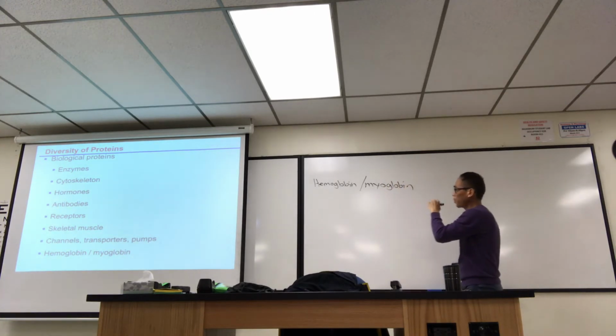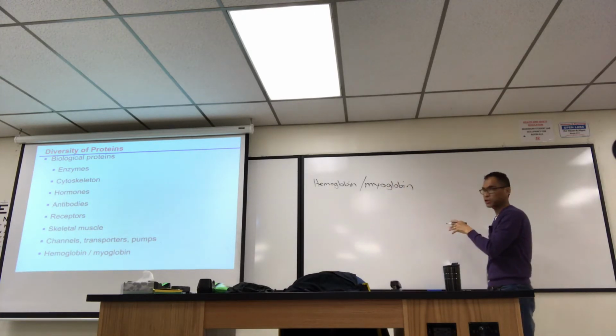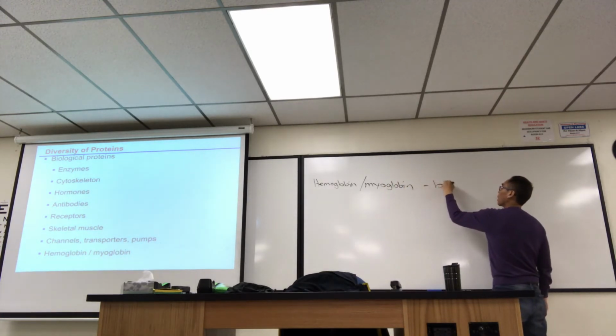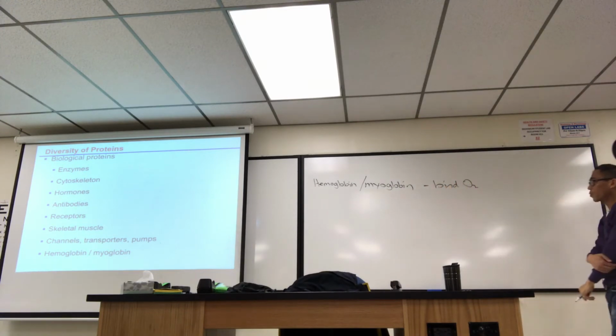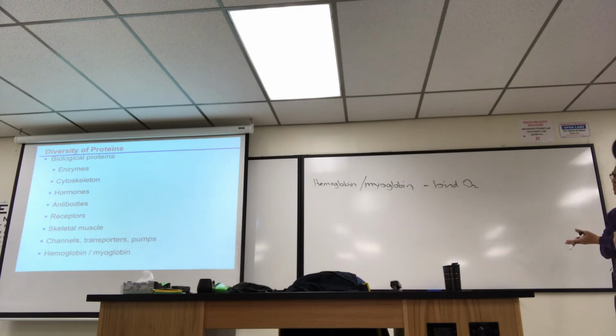Hemoglobin and myoglobin are proteins that bind oxygen, simply put, so it can be transported in the blood. Now, in myoglobin, myo means muscle. That's the protein in muscle that can bind oxygen. Hemoglobin, hemo, that refers to blood. So that's the protein in your red blood cells that can bind oxygen. That's basically what you need to know. So that's enough time on the different kinds of proteins.